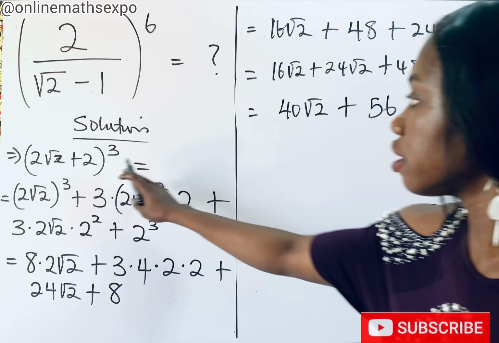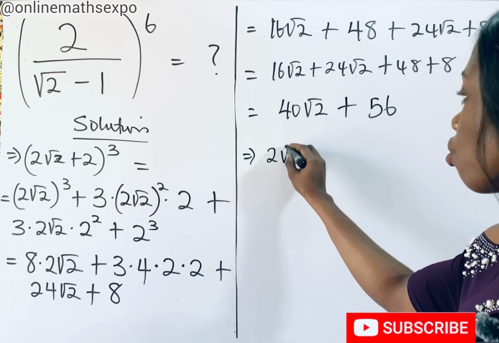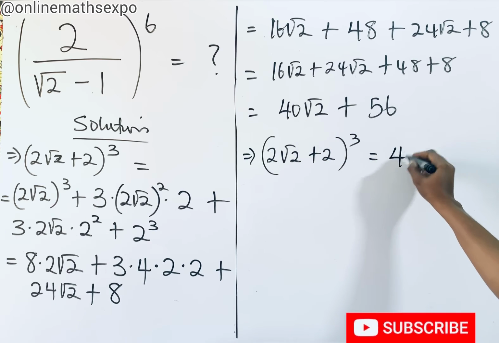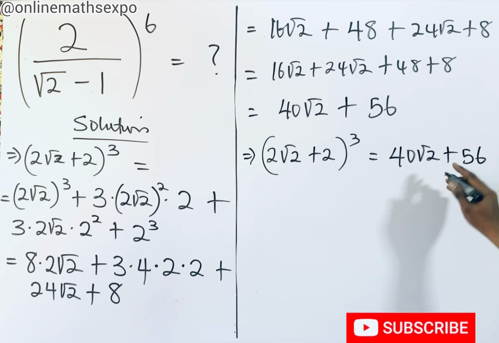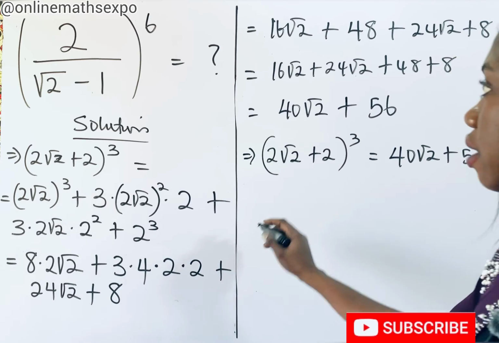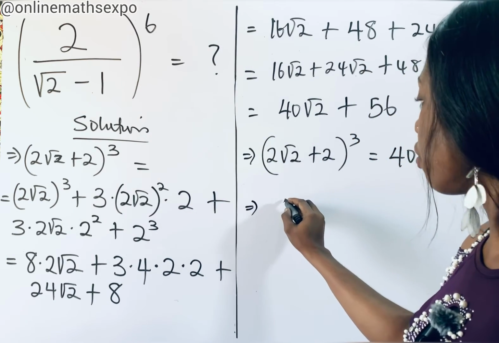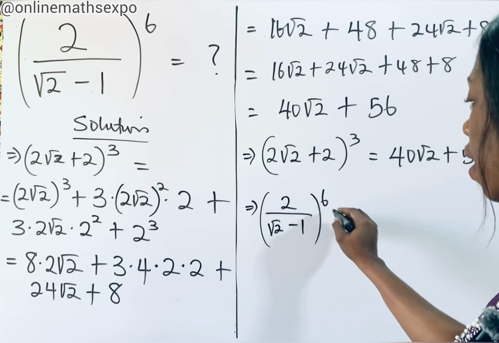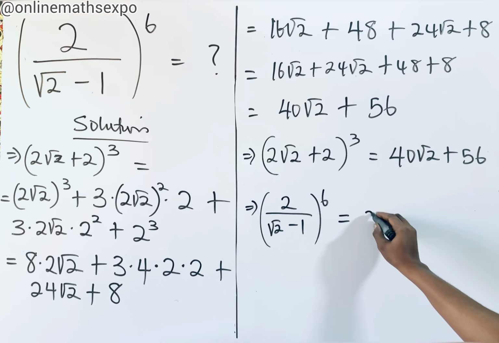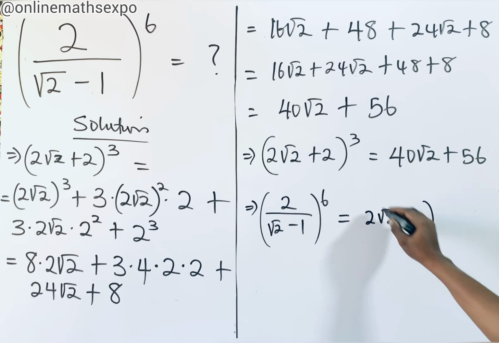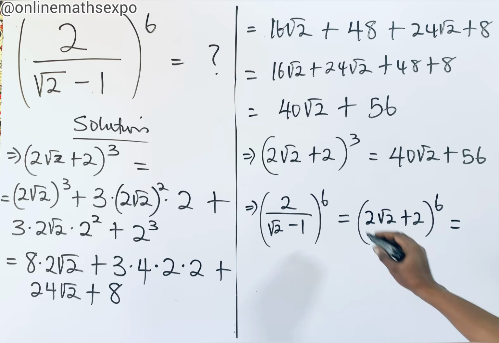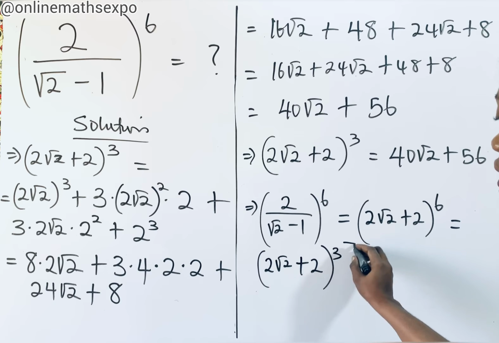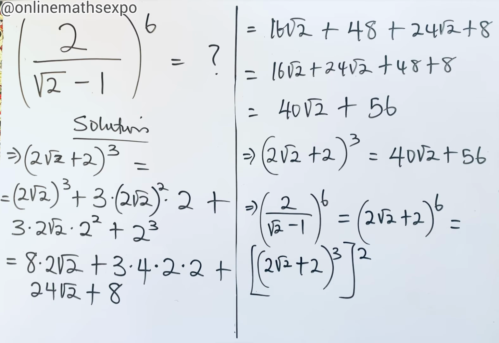So for simplifying this value, we are going to have 2 root 2 plus 2 to the power of 3, which has given us 40 root 2 plus 56. Now, remember we said that the whole of this function, 2 divided by root 2 minus 1 to the 6th power, is the same thing as 2 root 2 plus 2 to the 6th power, which we also said is the same as 2 root 2 plus 2 to the power of 3, then raised to the power of 2. I hope you are with me.